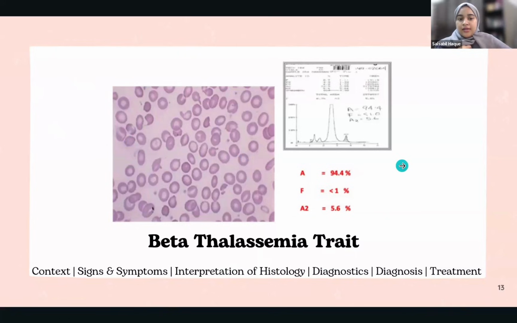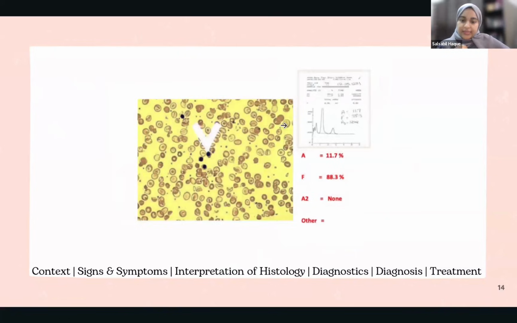Now, if you see this hemoglobin electrophoresis, here A is only 11.7%. There is no A2, and fetal hemoglobin is 88.3%. What is this? This is major. This is major for sure.